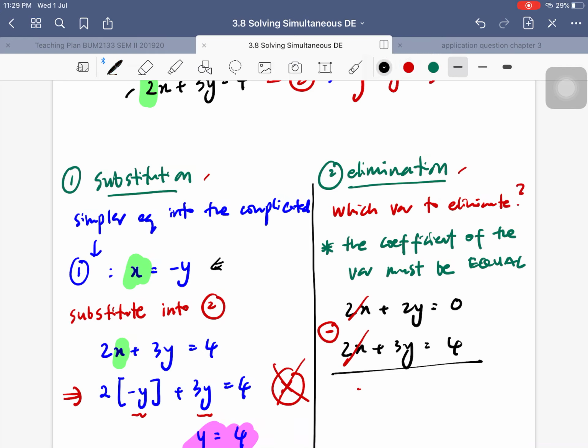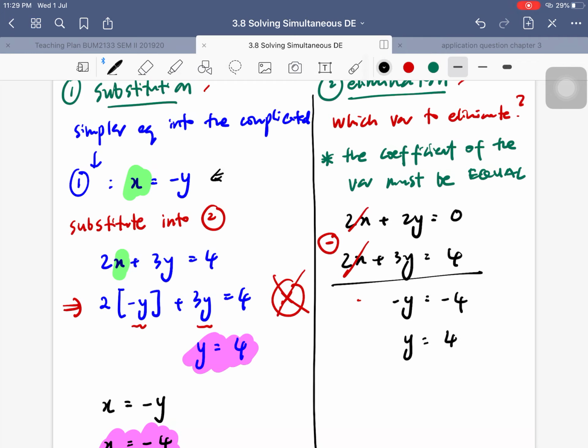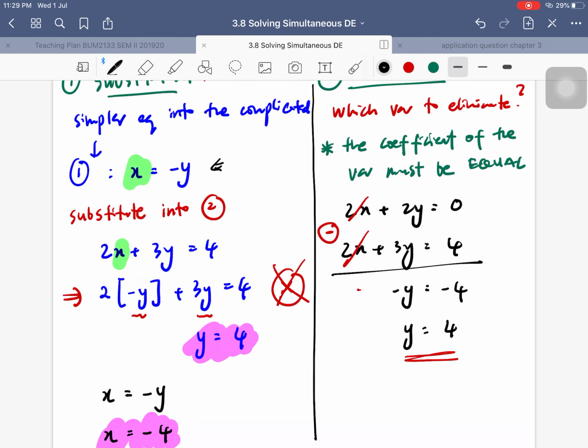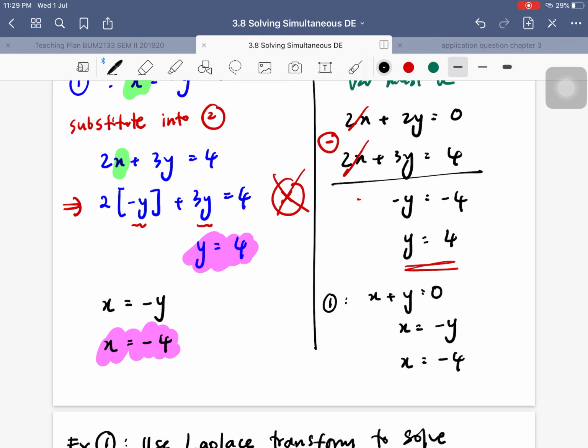So now let's simplify this. I have 2y minus 3y, which is negative y, equal to 0 minus 4, which is negative 4. So my y value is going to equal 4. That is going to be our first solution. And of course, it is the same idea as previously. How do we find the second solution? Use back the original equation. I know that x plus y equals 0, so x is going to equal negative of y. So x is going to equal negative of 4. That will be the solution. So whether you use elimination or substitution, the answer will be exactly the same.